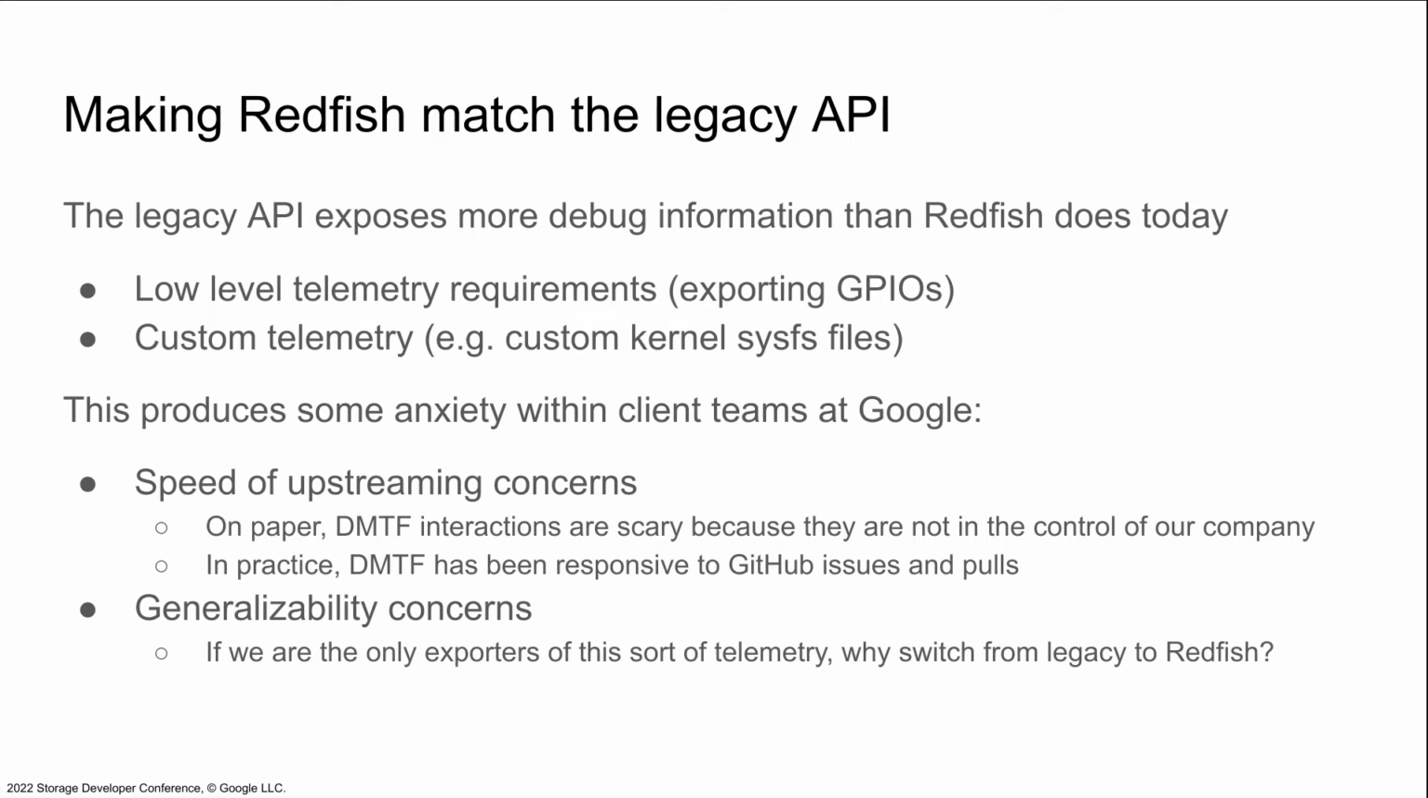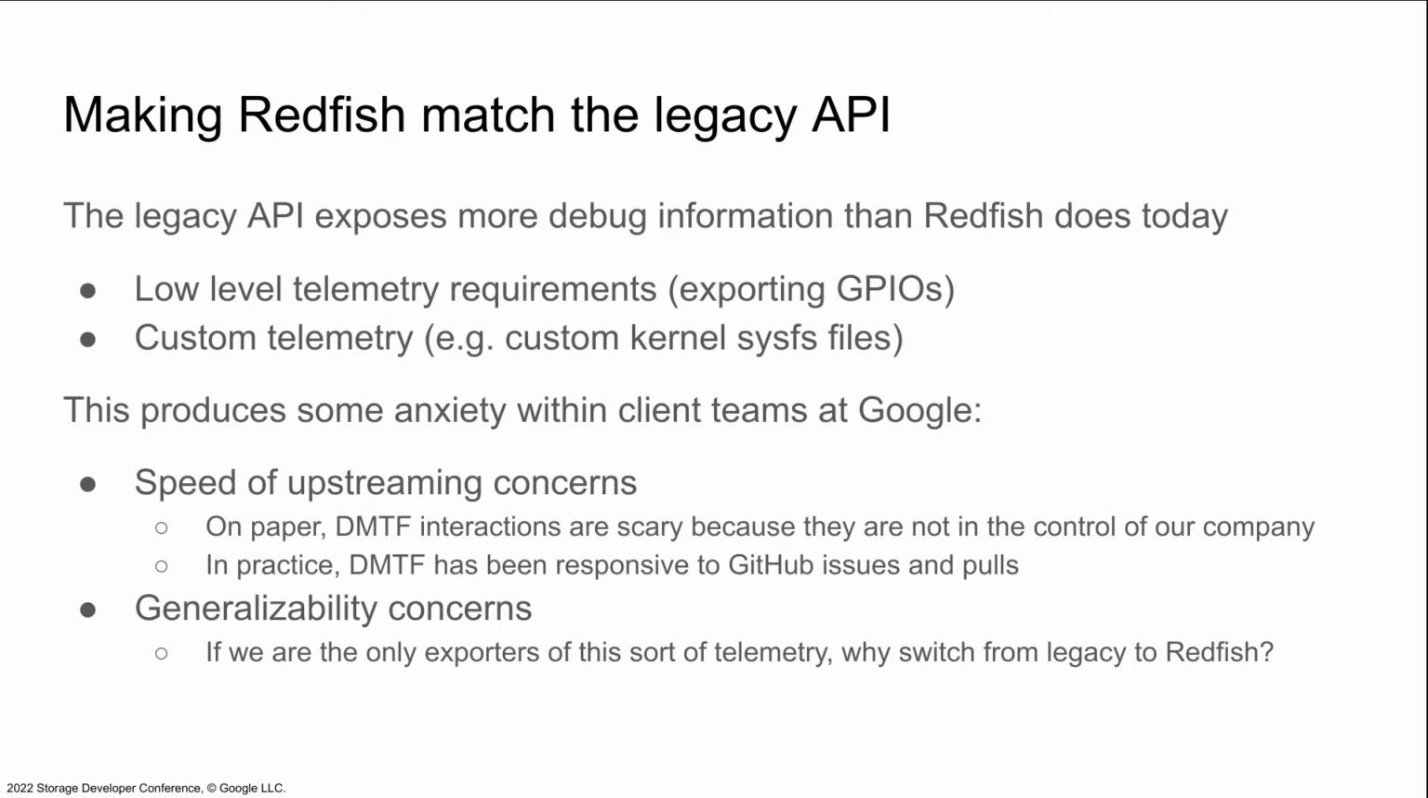This produces some anxiety within some client teams at Google when we tell them that over the next few years, we're trying to align and adopt Redfish across the board. Some of these concerns include speed of upstreaming. They say, it's really easy for us to add new telemetry to the legacy API when everything is custom. If we have to go through standards, is everything going to be slow? On paper, these teams are afraid of DMTF interactions because it's not in the control of our company. But in practice, over the last few years, we've been working closely with DMTF on some upstreaming. We've been pretty happy with the response speed and the interaction we get from the issues and polls. So we're trying to say this is not really a problem.